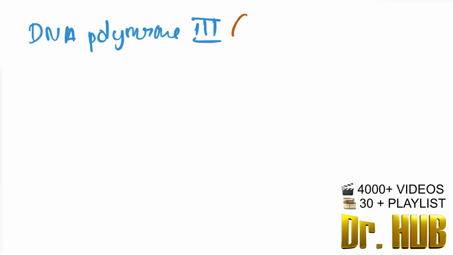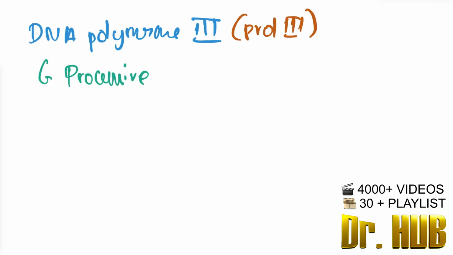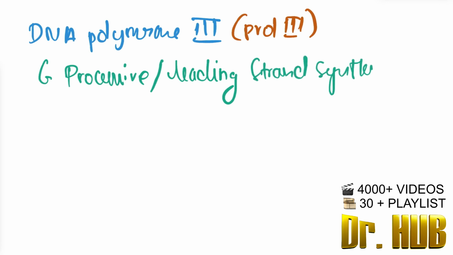Next we'll move on to DNA polymerase 3, also known as POL3. It is associated with processive, leading strand synthesis, as well as DNA proofreading.